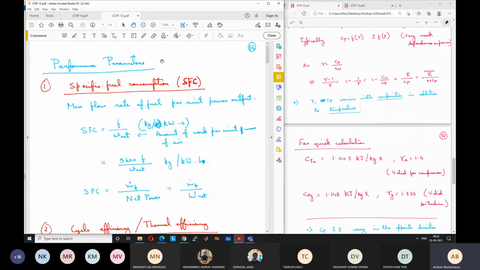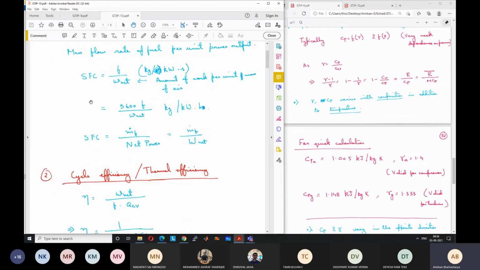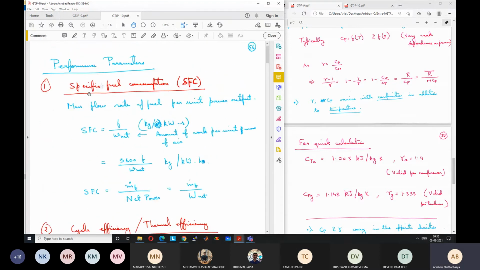So let us move on, and a couple more things need to be discussed before finishing this part of the course. There are two important parameters for quantifying the performance of gas turbines. Okay, so what are these parameters? One is specific fuel consumption. A few parameters we have already seen, such as thermal efficiency of the cycle, but we will define it again now based on the new information that we have studied.